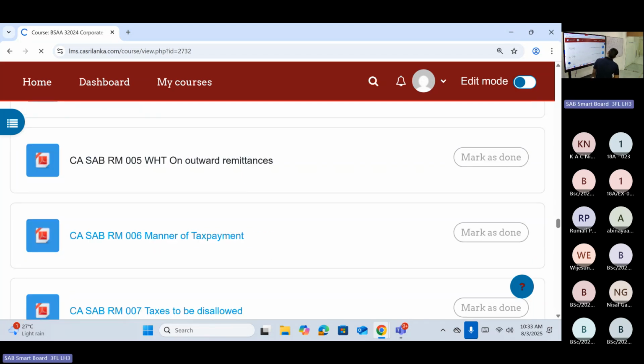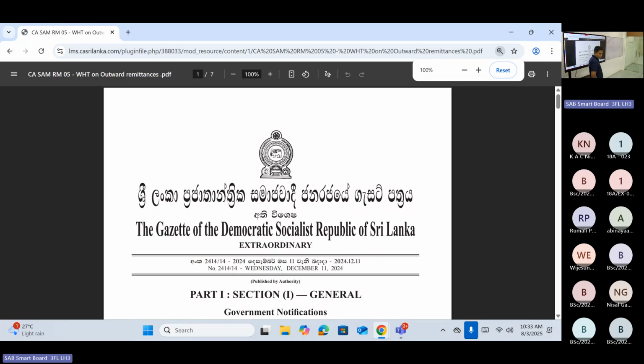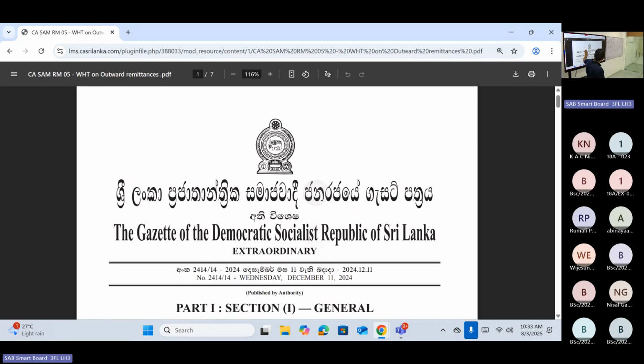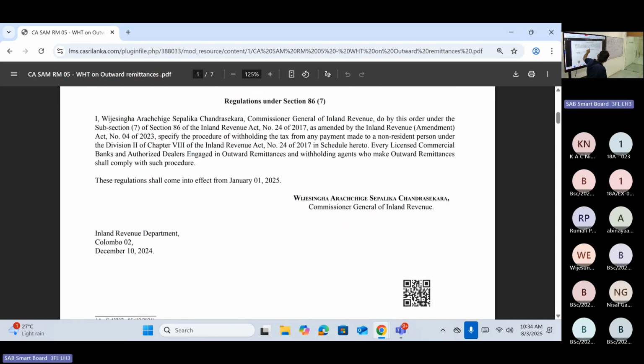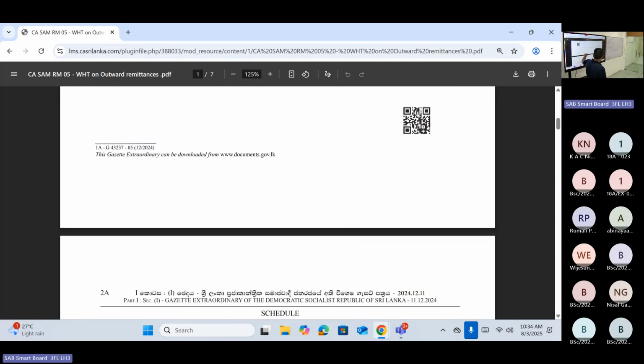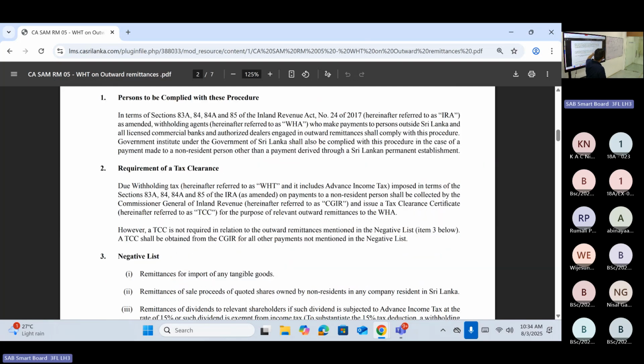So this one is the tax credit. If you are making an outward remittance, this has to be followed, right? As for this one, if you are making a payment outside Sri Lanka, the requirement of tax clearance should be obtained. Otherwise, we cannot make any payment outside Sri Lanka.